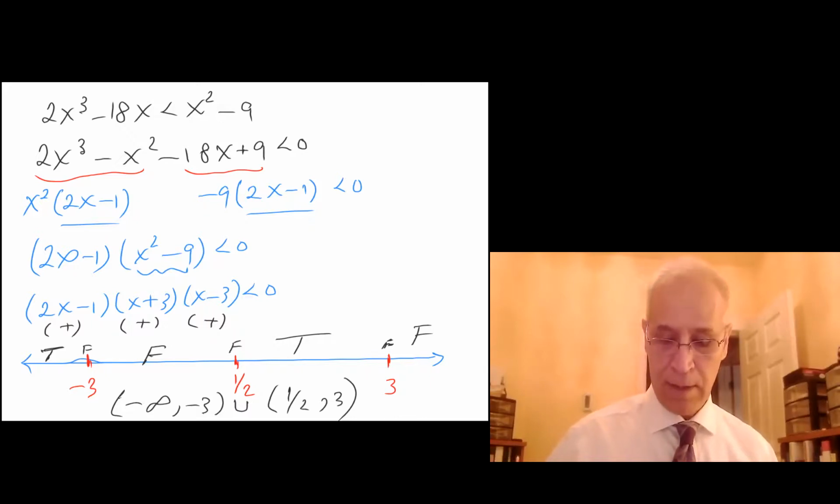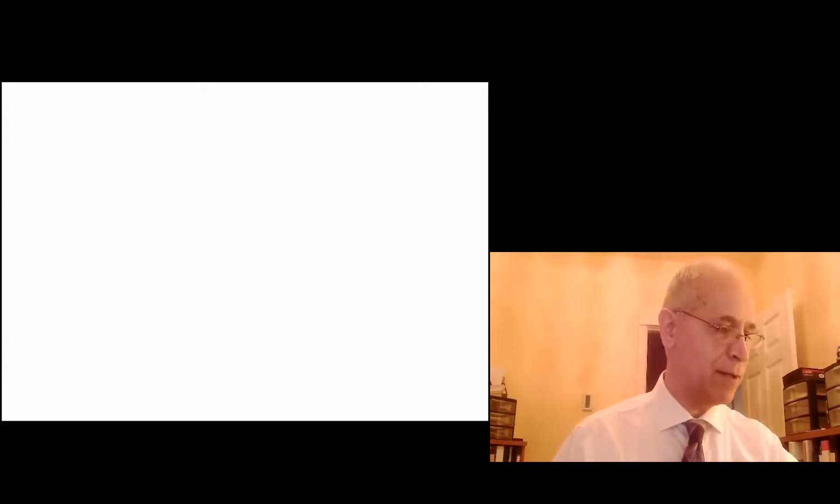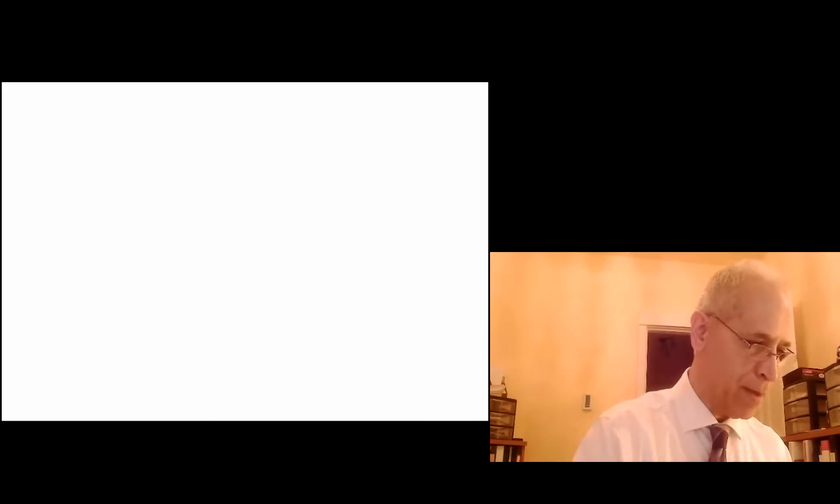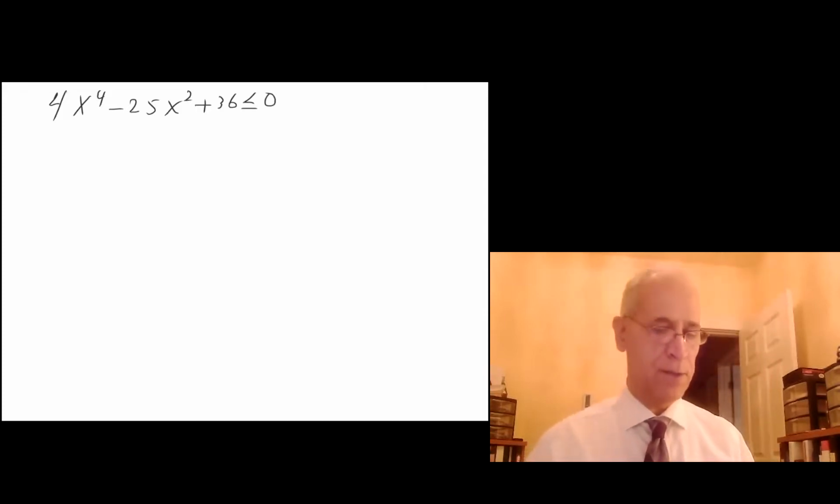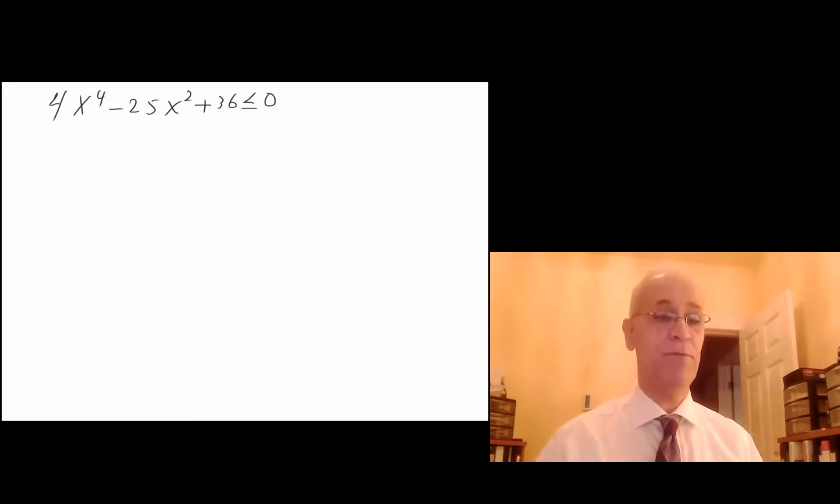So I think we have time for one more. Let's do something a little bit harder. How about 4x to the 4th minus 25x squared plus 36, smaller than or equal to 0. Okay, so let's see, I'm going to just use u substitution.